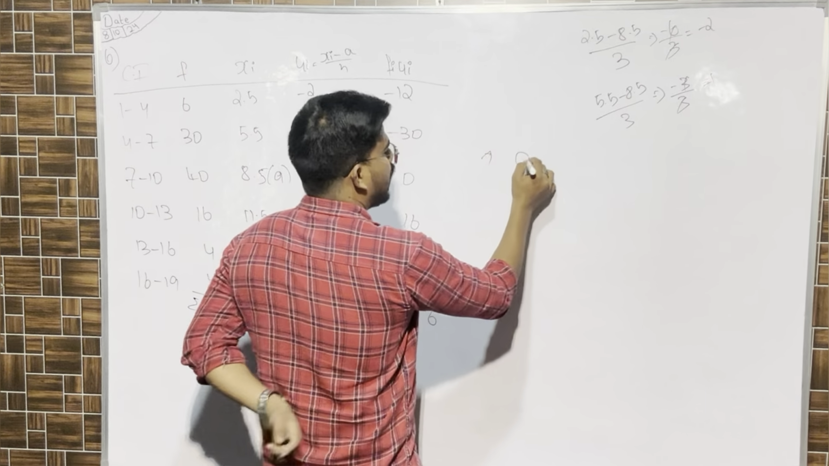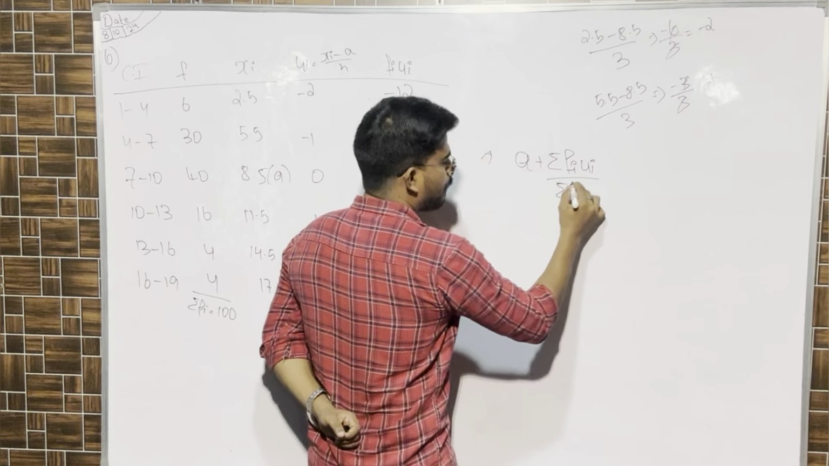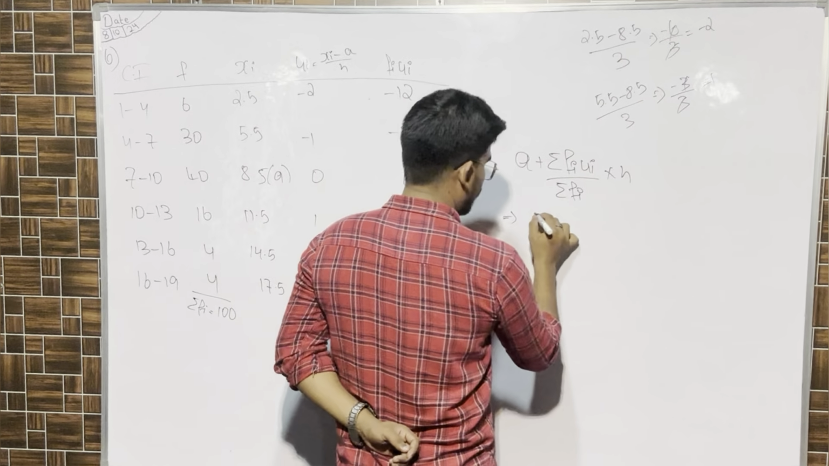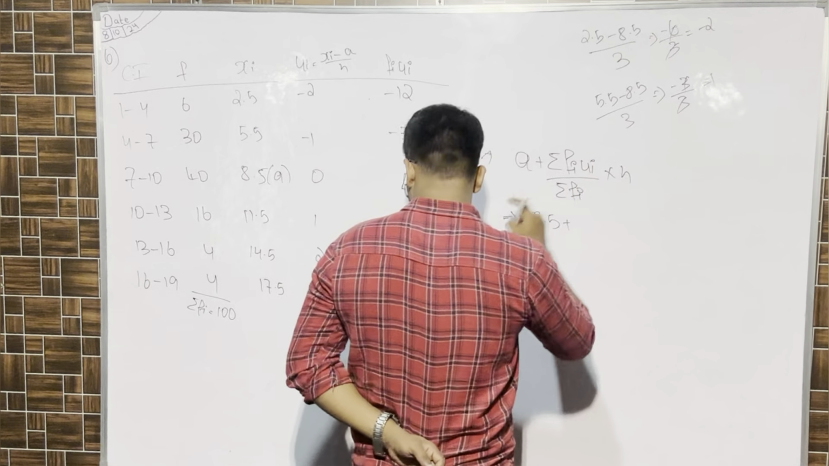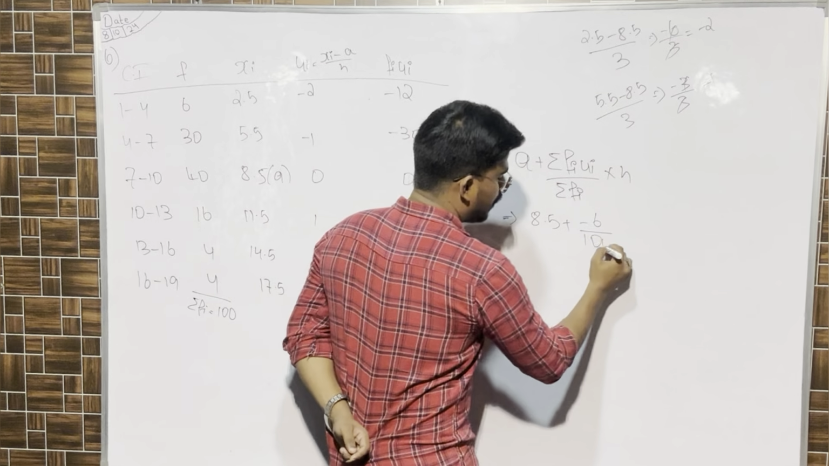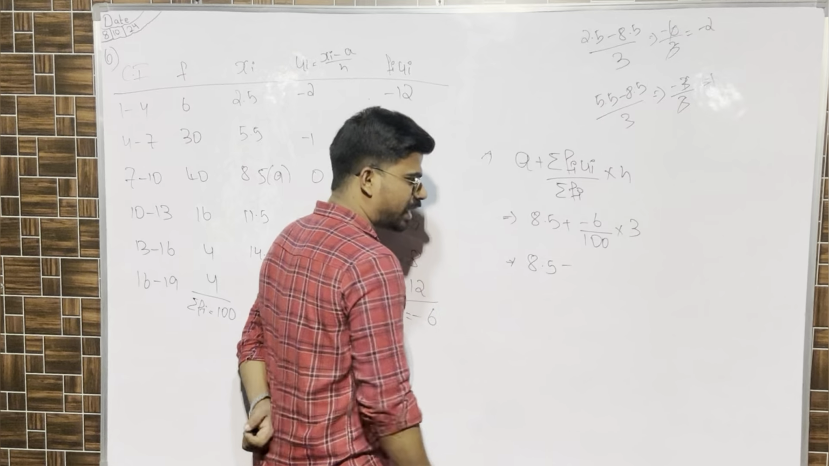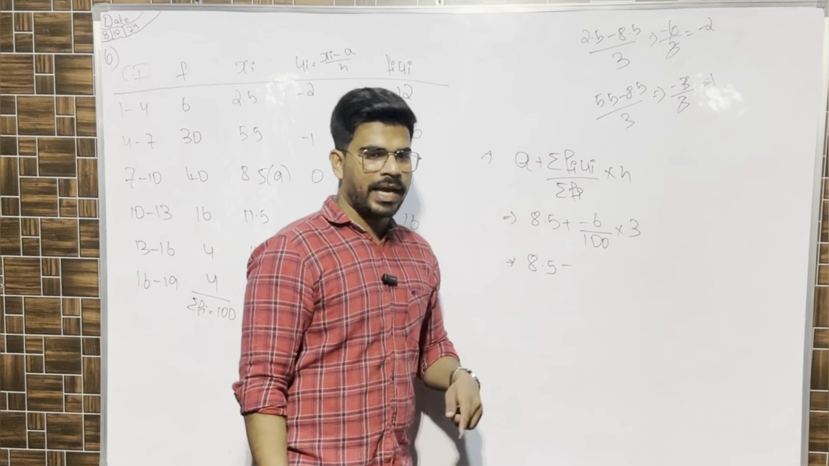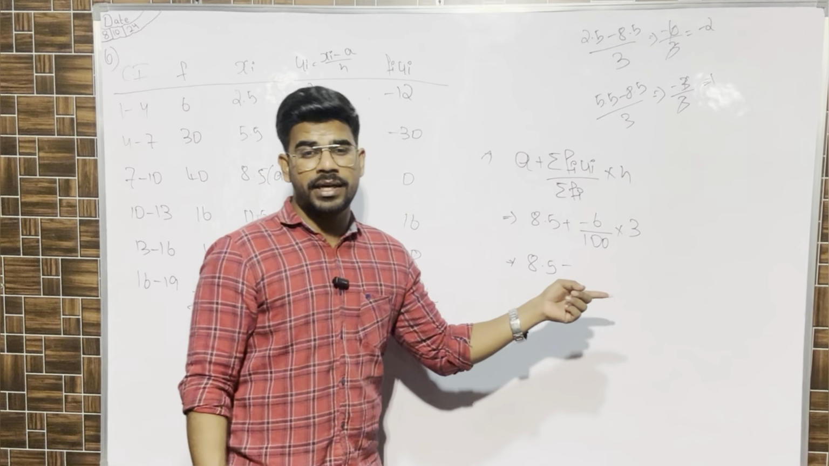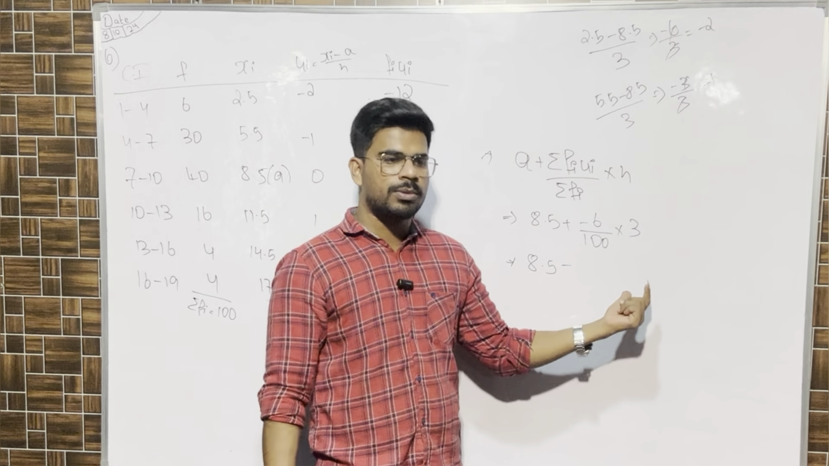Mean is equal to A plus sigma fiui by sigma fi into h. What is the value of A? 8.5 plus sigma fiui, minus 6 by 100, into 3. Right. 8.5 plus into minus, minus. Right. 3 and 100 will not be cancelled. 3 and 6 will go in one table, but both of the terms are in the numerator. Cancellation, both the terms cannot be cancelled. If one term is cancelled from the numerator, the other must be from the denominator.